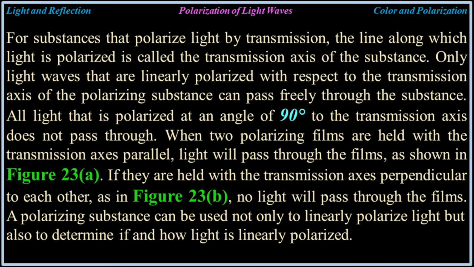When two polarizing films are held with the transmission axis parallel, light will pass through the films, as shown in figure 23a. If they are held with the transmission axis perpendicular to each other, as in figure 23b, no light will pass through the films. A polarizing substance can be used not only to linearly polarize light, but also to determine if and how light is linearly polarized.